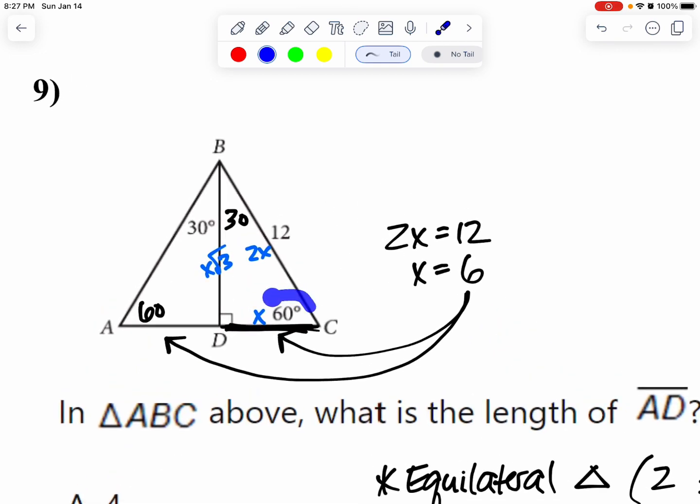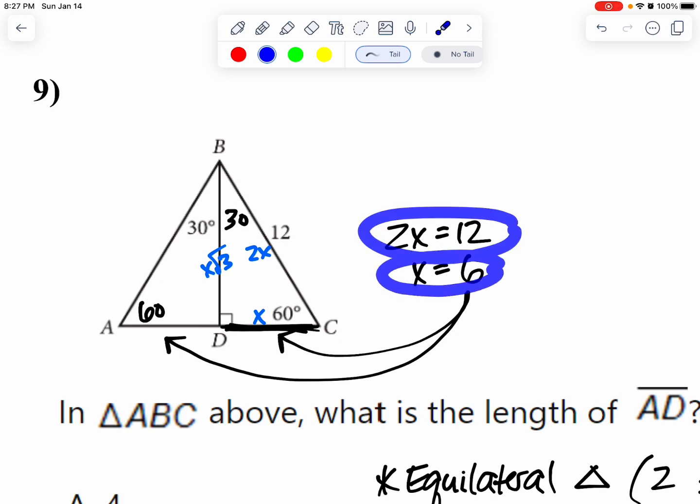I have a 60-degree angle and a right angle, which means this is 30, which means again I have a 30, 60, 90 triangle here. And notice how I labeled my short side X, my hypotenuse 2X, remember that's the side that's across from the right angle, and the height here, which is X root 3. And so look, they gave me the 12. The 12 is labeled 2X, and I just wrote that equation right here, and that means that X equals 6. Okay, so that means that this part right here is 6.